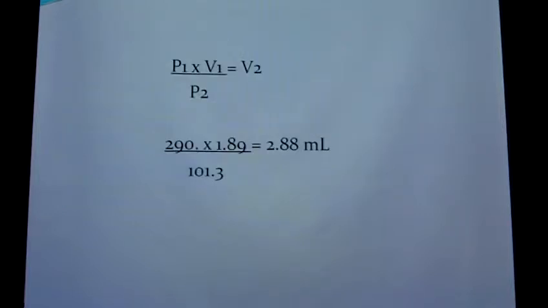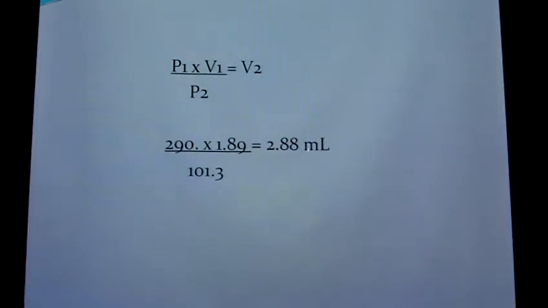So here's the final problem. We have P1 times V1 divided by P2 is equal to V2, Boyle's law set up for solving V2, and we'll plug in now. The initial pressure was 290, the volume was 1.89, and we'll divide by P2, which is 101.3 kilopascals, and we end up with 2.88 milliliters. So this is the new volume of the bubble.